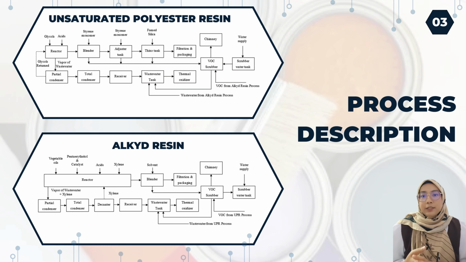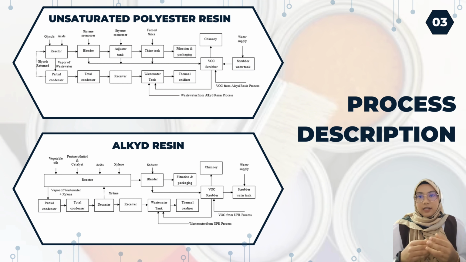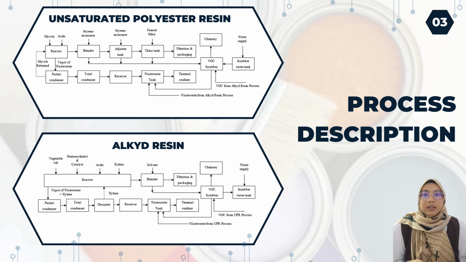In the UPR production process, raw materials undergo polymerization in a reactor with agitation, followed by mixing in a blender. Adjustments are made in an adjuster tank and pixel tank. Heat generated is managed by a partial condenser, and volatile components are separated in a total condenser. The UPR then undergoes filtration for quality control before storage in a receiver. The final product is packaged for distribution.